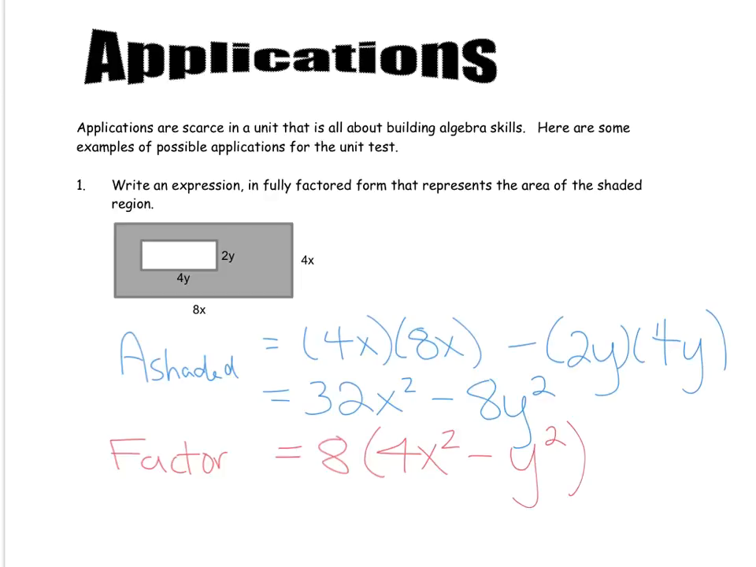Okay, so this is now what we call a fully simplified expression for the area of the shaded region that is then factored. So sorry, this is the simplified expression. This is the then factored expression representing the shaded area of that shape. Okay, let's take a look at another one.